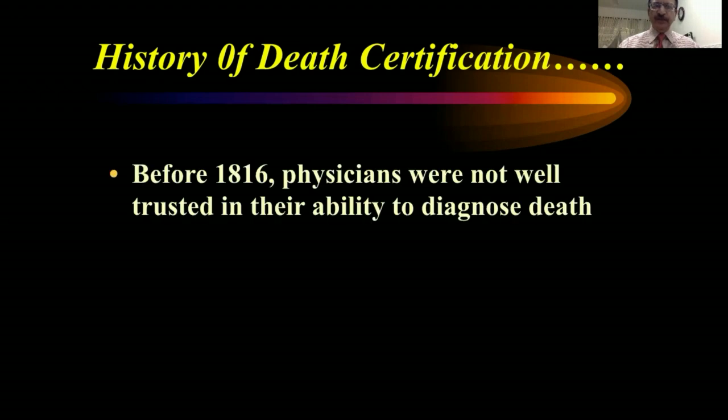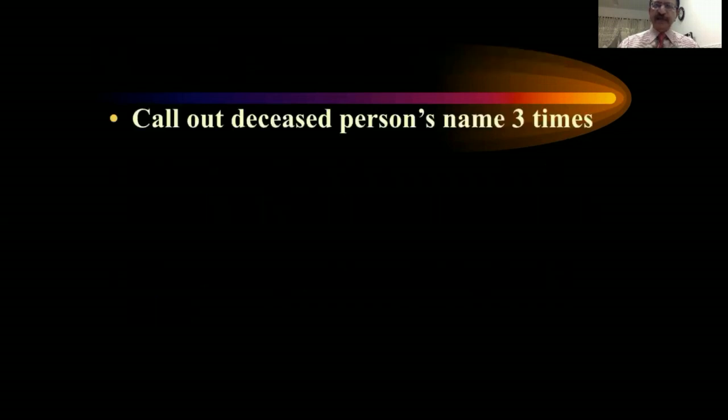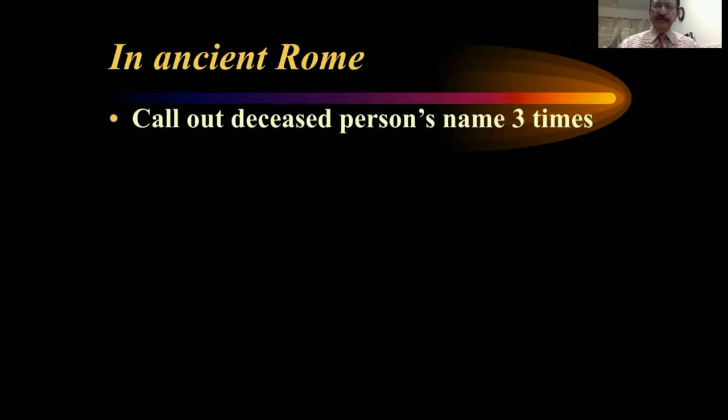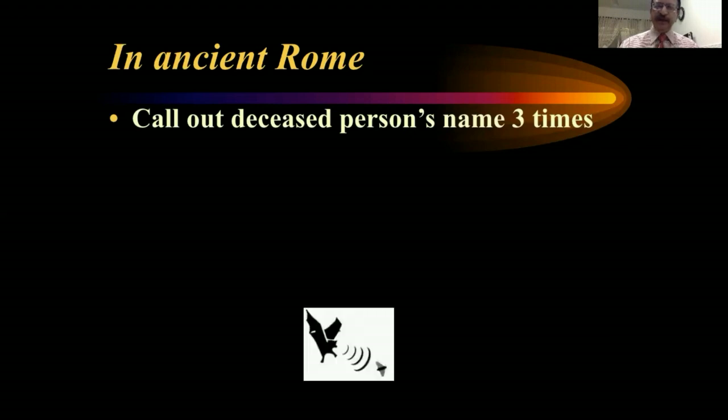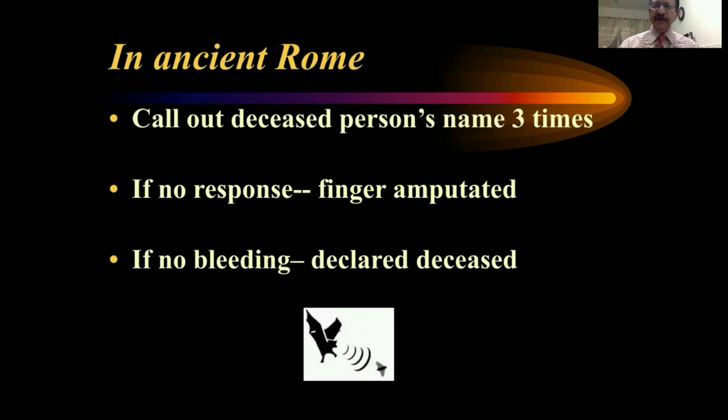But why is this important? I'll briefly go into history, which is very interesting. Before 1816, physicians were not well trusted in their ability to diagnose death, and there was a great fear of being buried alive. Then in ancient Rome they developed the call-out phenomenon. They used to call out the deceased person 3 times, and if there was no response, they amputated the finger, and if there was no bleeding, then the person was declared dead.